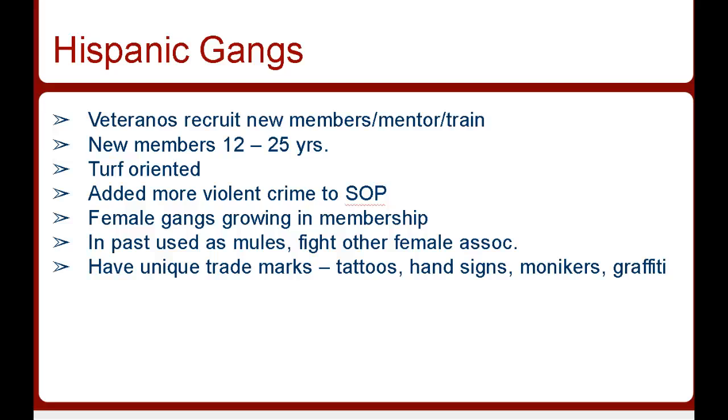But before, females were basically used nothing more than as mules to carry drugs, transport drugs, carry weapons, because if the gang members were caught by police and had weapons on them, obviously they would go to jail. So the females started carrying weapons, and now they've branched off. They actually have their own gangs, but they're in affiliation with the main Hispanic gang, and they fight other female gang members that are associated with a rival gang. But Hispanics kind of led the way. They have very unique trademarks: their tattoos, hand signs, monikers, graffiti. Has been set up and established by your Hispanic gang members, and it's been copied by other street gangs.